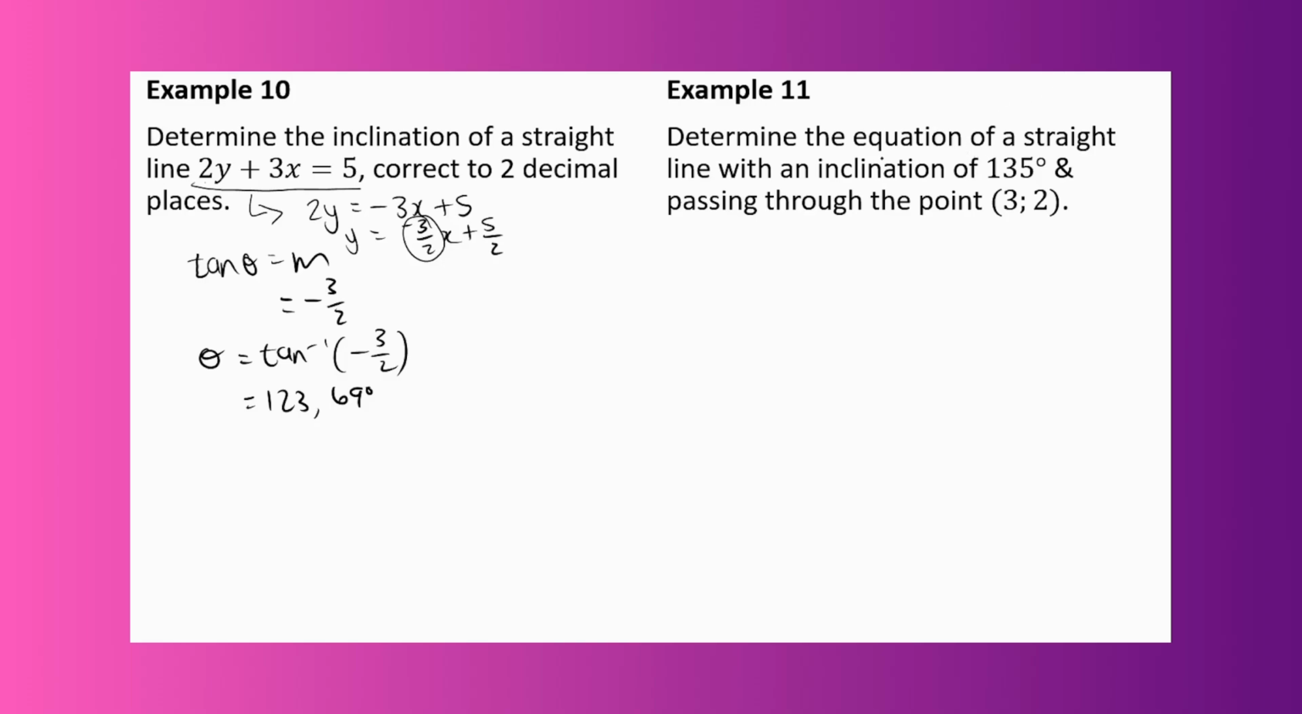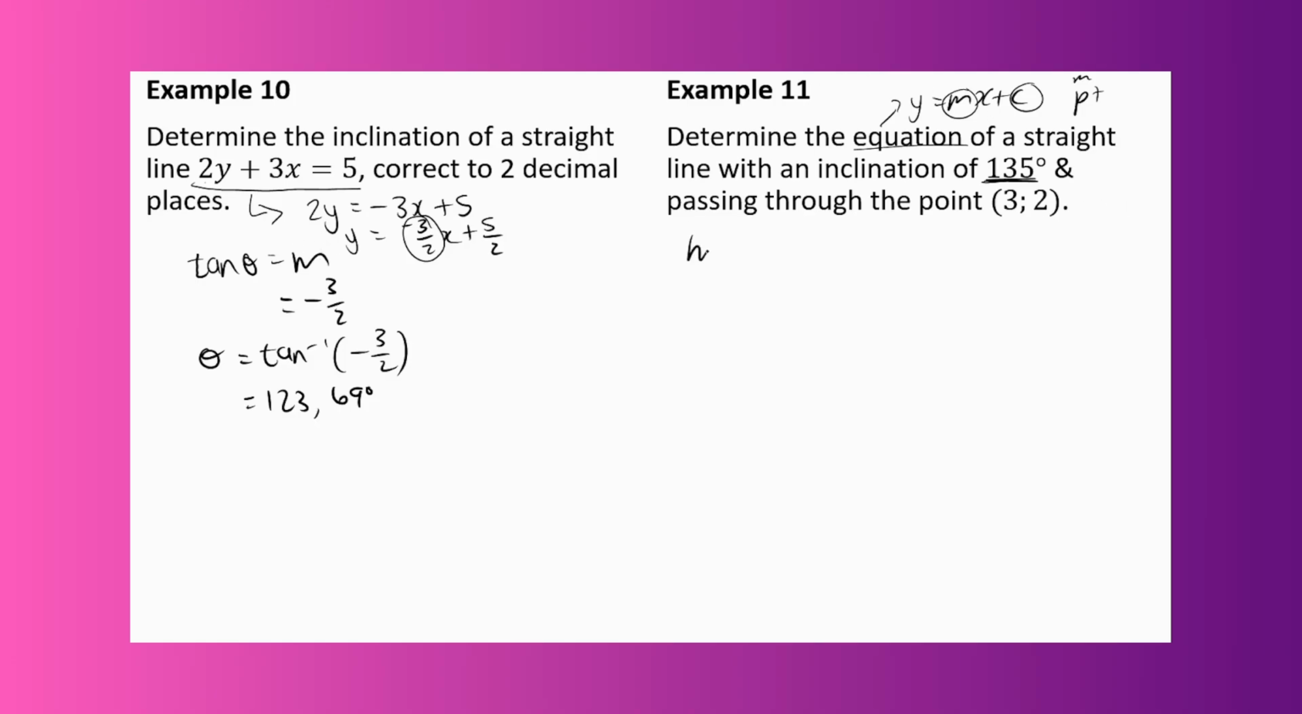Determine the equation. This is a different type of question. They're asking for the equation of a straight line. So you already know this is an equation of a straight line. You need a gradient, and you need your y-intercept, which you can get by a point. So you need a gradient and you need a point. With an inclination angle of, so they gave you the angle of inclination, meaning you can find the gradient that way, and they give you a point.